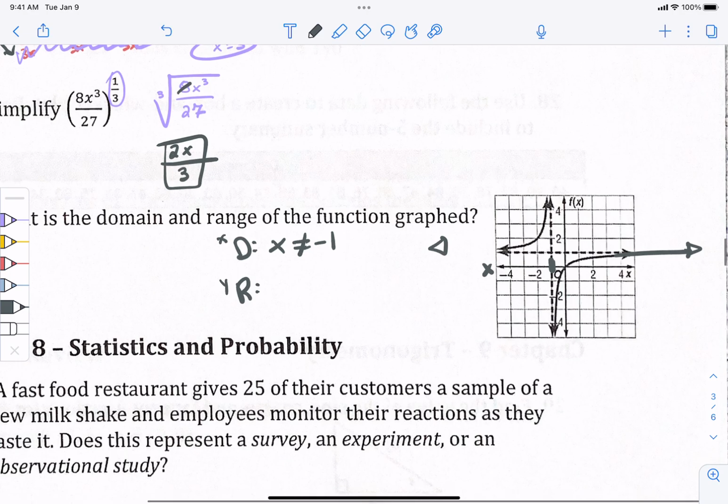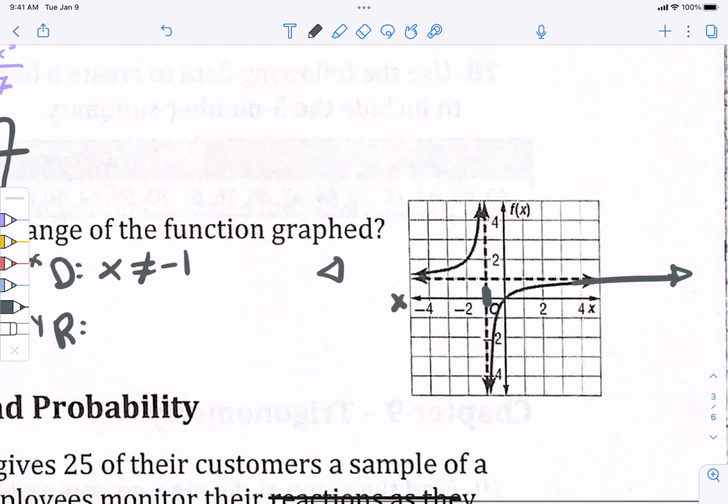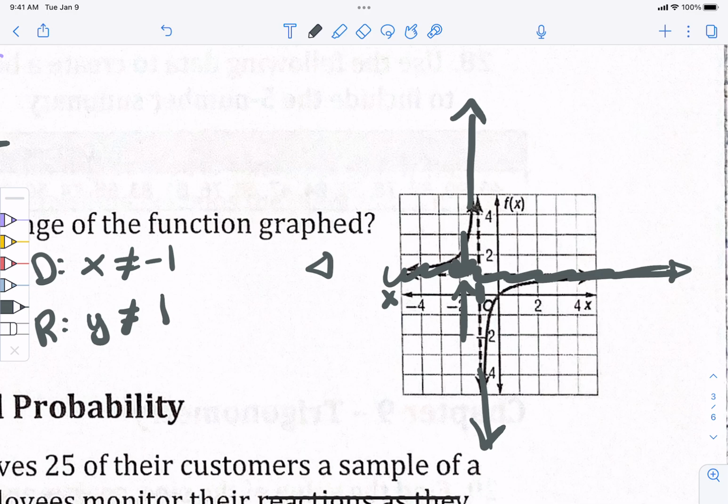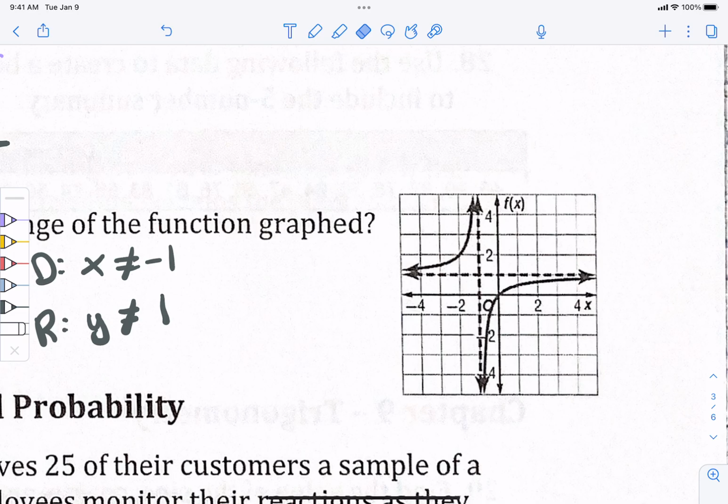Okay? For range, the y values go up and down. He will go up forever. He will go down forever, except when he tries to go through this line right here, he can't. Because this place he's going to have a problem. So the y values can't touch +1. Does that make sense? The y values can't touch +1. Okay? Good? All right, moving on.